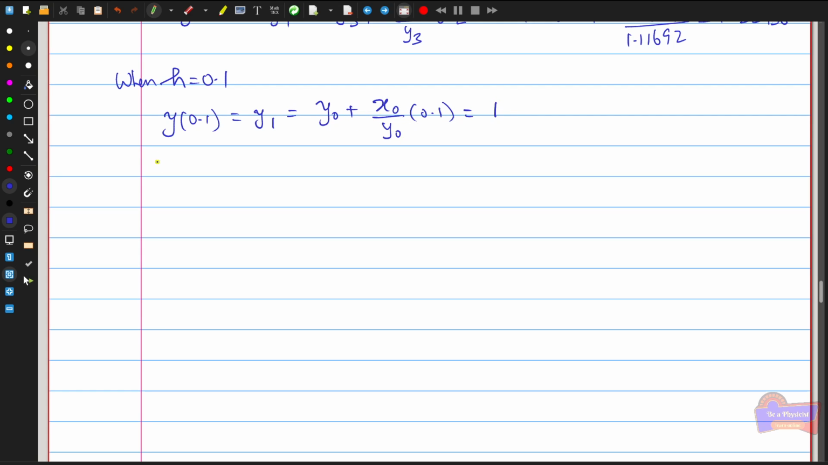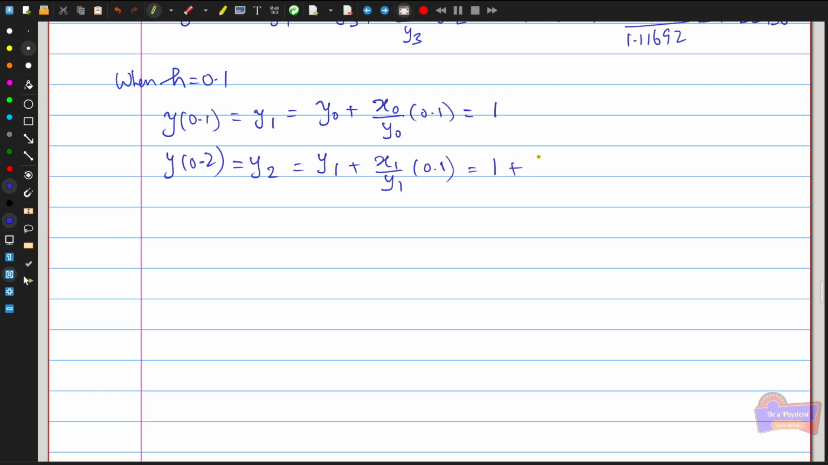I can get the value as 1, and then I am going to find out the value of the next iteration, which is 0.2. That means I have incremented the value by 0.1, so that I can get the y2 value, which is y1 plus x1 divided by y1 into 0.1. So the y1 value is 1 plus, x1 value is 0.1, the time step is 0.1, divided by y1 value 1.0, so that the final value is 1.01. So that is the value of y of 0.2.